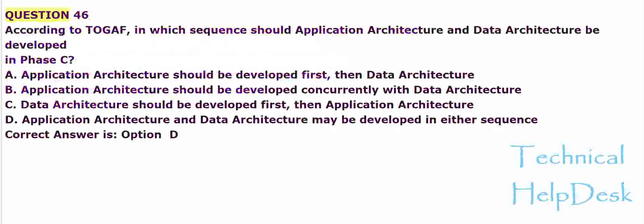Question 46. According to TOGAF, in which sequence should application architecture and data architecture be developed in phase C? A. Application architecture should be developed first, then data architecture. B. Application architecture should be developed concurrently with data architecture. C. Data architecture should be developed first, then application architecture. D. Application architecture and data architecture may be developed in either sequence. Correct answer is option D.